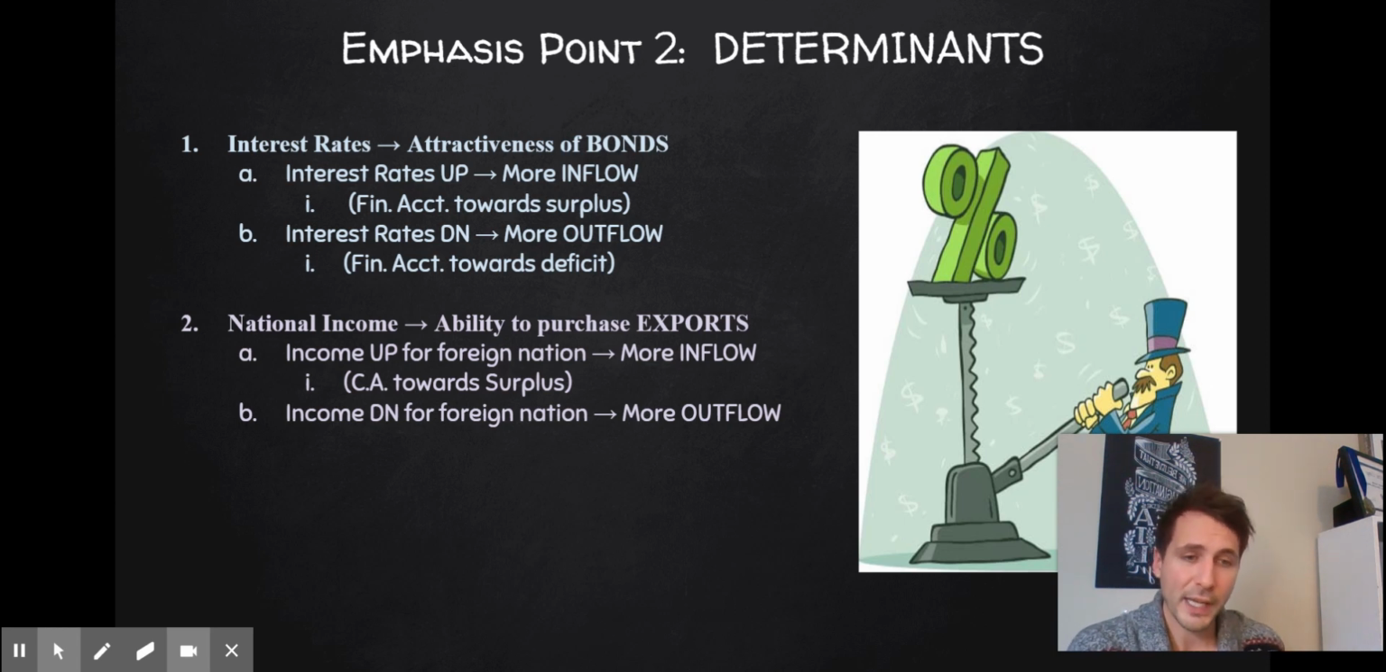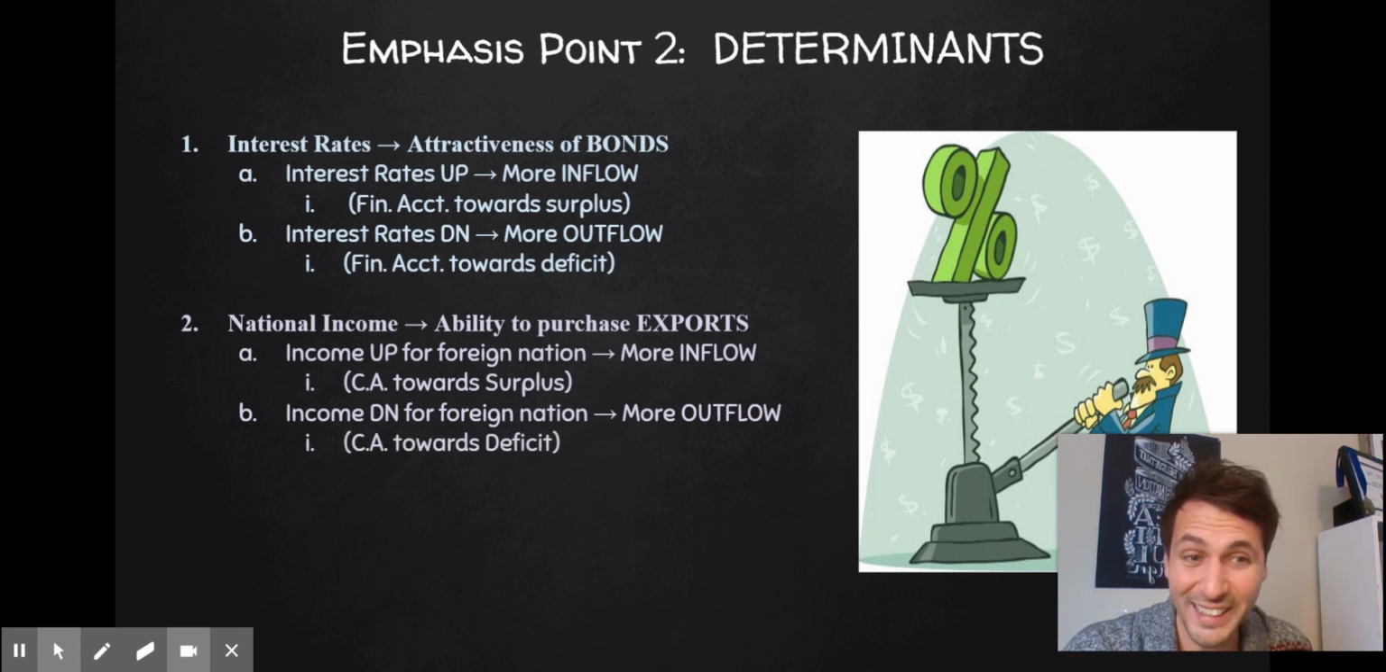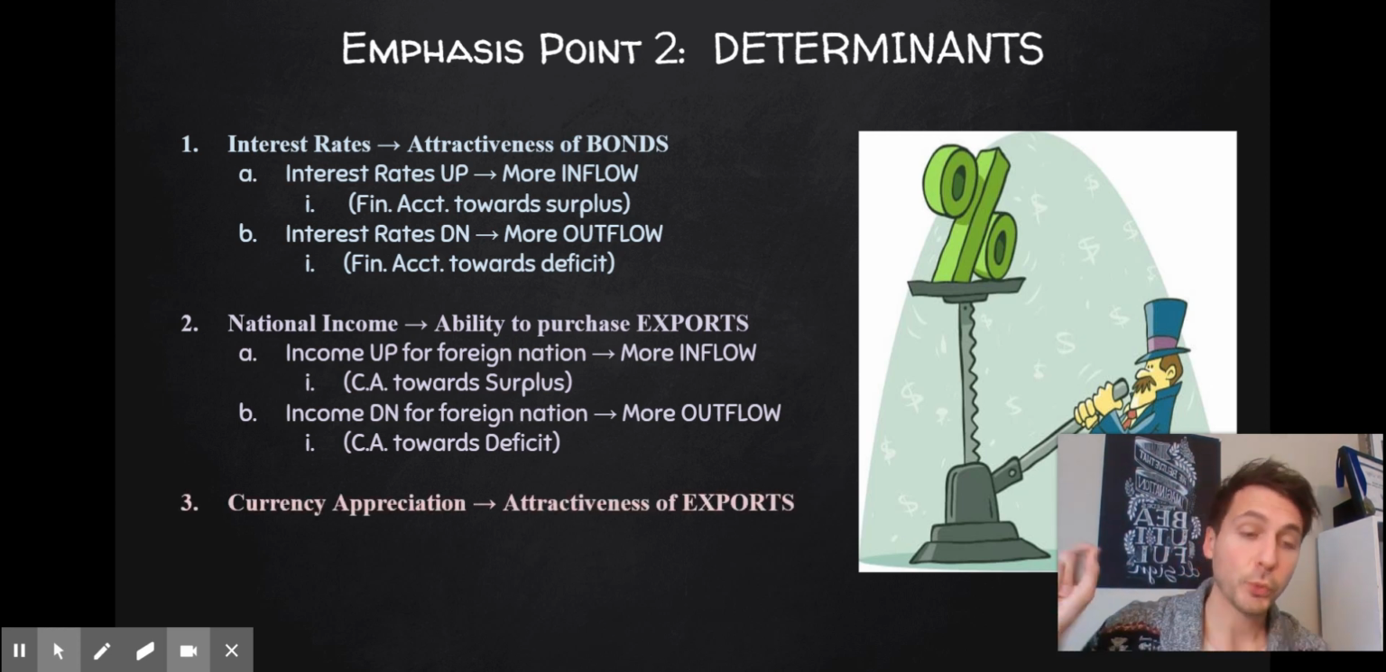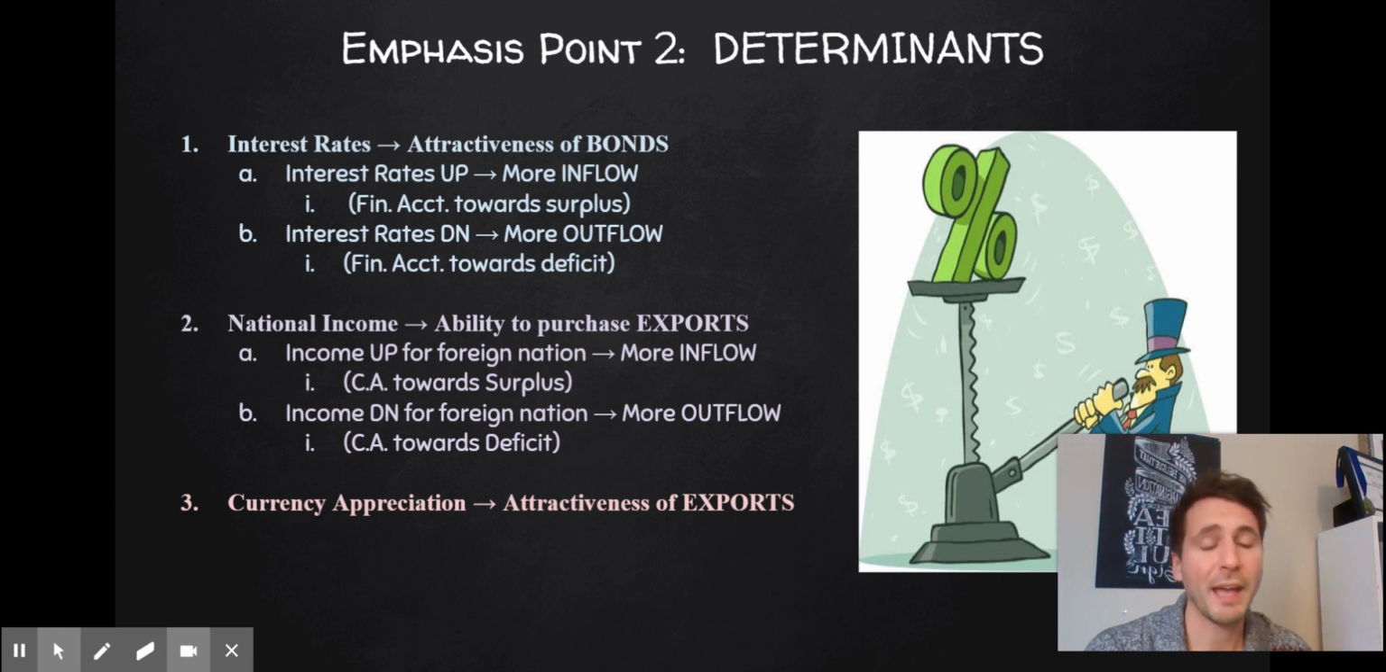And vice versa. When income goes down, when nations fall into a recession, for example, they're less likely to buy everything, including our exports, which means our exports fall and we have an outflow, moving our current account towards a deficit. So, direct relationship again. Foreign nations have more income, we're going to have more inflow, and our current account is going to move towards a surplus, and vice versa. Now, if the United States income goes up, we're going to buy more imports. That's important. If it's the US income that goes up relative to the rest of the world, we buy more imports, and it'll be outflow as a result.